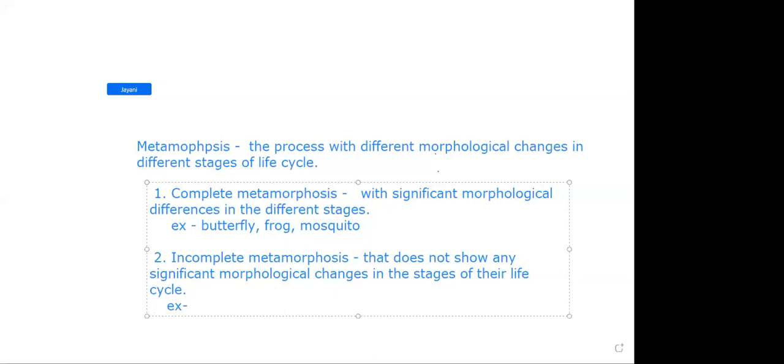What are the example life cycle for incomplete metamorphosis? Miss, cockroach. Yeah, cockroach. Miss, dragonfly is coming. Dragonfly. Yes, they also can take. And humans also show the incomplete metamorphosis because we can't see any significant differences between their stages.